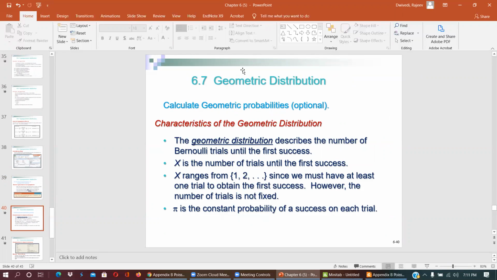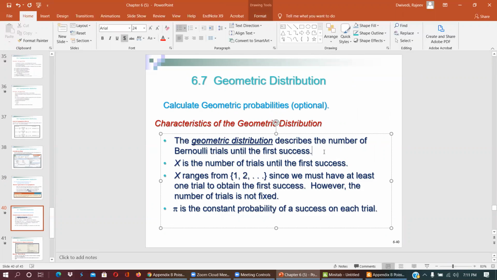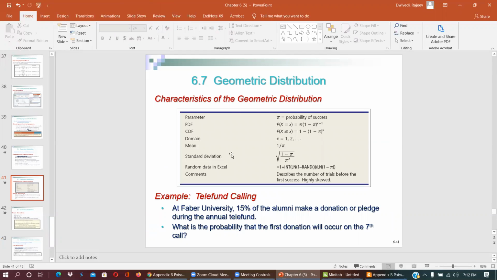geometric distribution. Geometric distribution, when it comes, is the number of Bernoulli trials until first success. So X is the number of trials until first success. When it is applicable, remember, it is like a binomial distribution, but it depends on until first success. So pi is the constant probability of success. So here this is the mean and standard deviation.